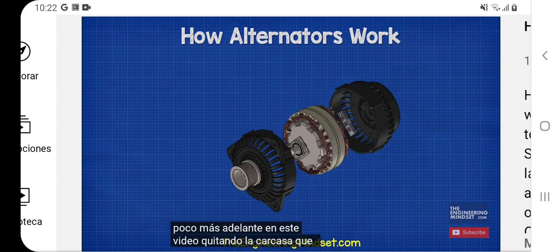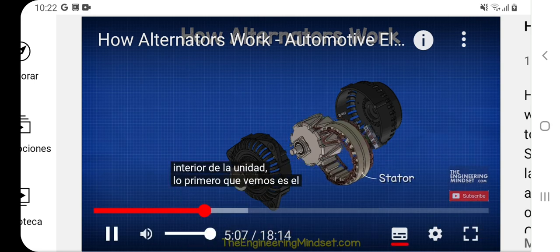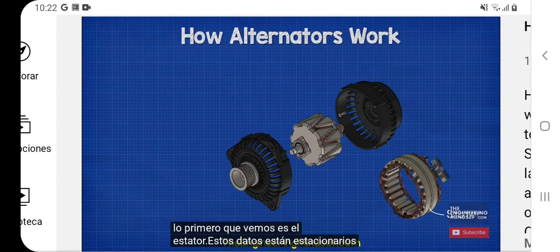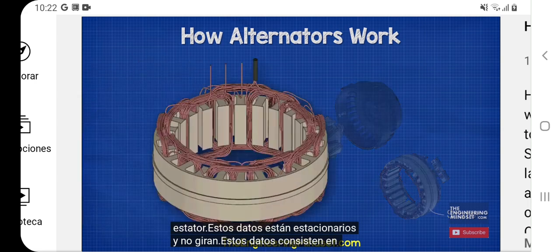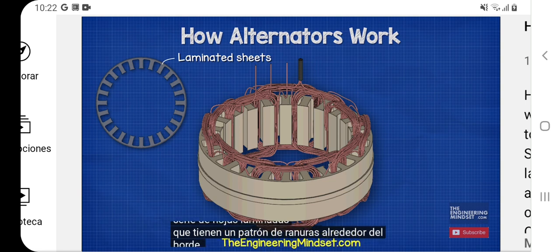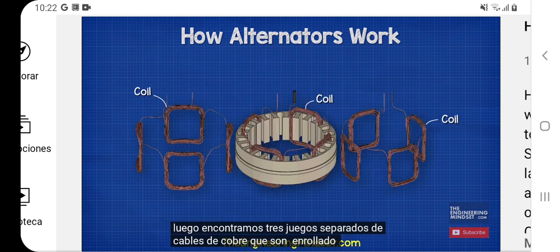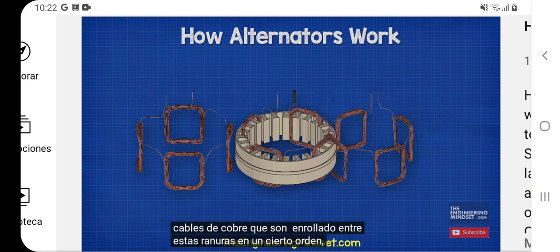By removing the housing, we can see inside the unit. The first thing we see is the stator. The stator is stationary and does not rotate. This consists of a number of laminated sheets which have a pattern of slots around the inner edge. Then we find 3 separate sets of copper wires which are wound between these slots in a certain order.